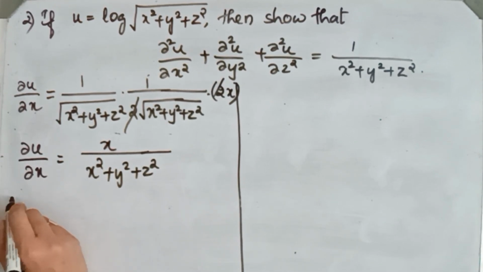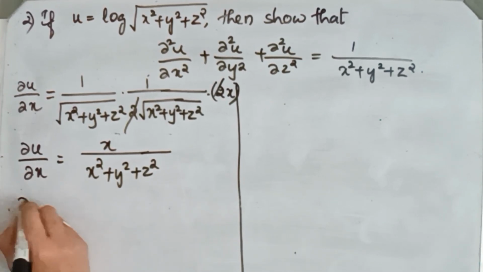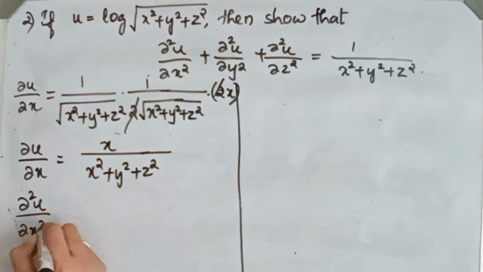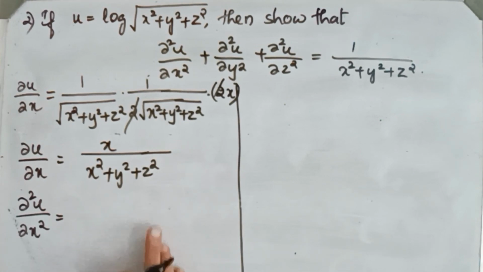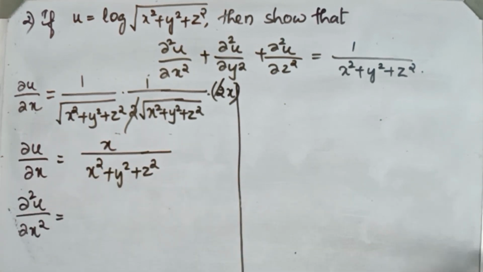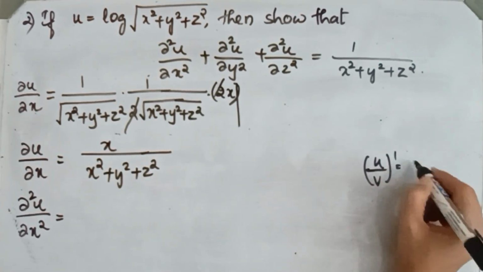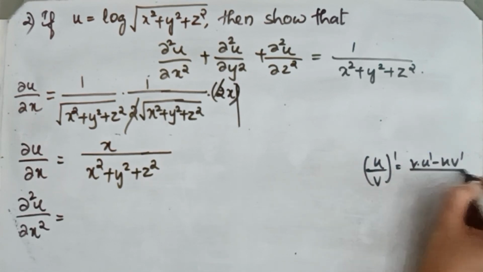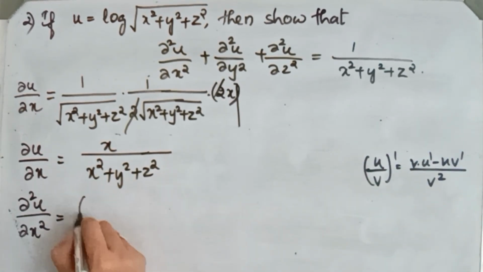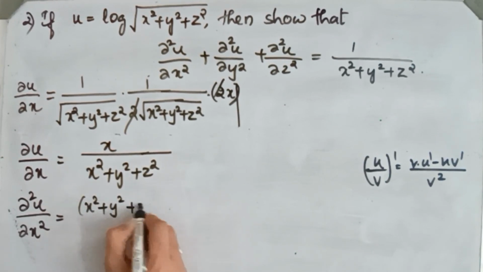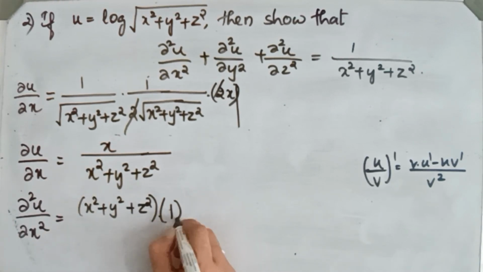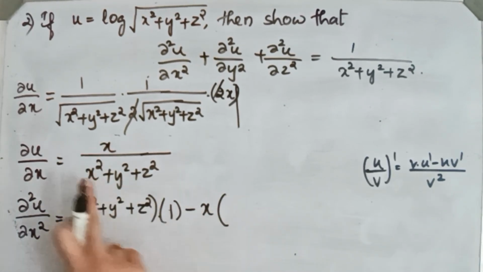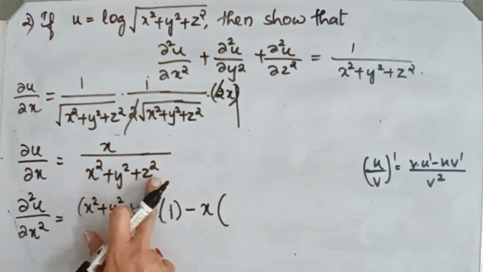Now I want dou square u by dou x square. The second partial derivative is asked. That is equal to, you have to differentiate this function with respect to x partially now. So for that you have to apply the quotient rule. See here, the quotient rule is u by v whole dash is equal to v u dash minus u v dash divided by v square. So denominator here, x square plus y square plus z square, into the derivative of the numerator with respect to x, it is 1, minus numerator x into the derivative of the denominator, y and z are kept constant.